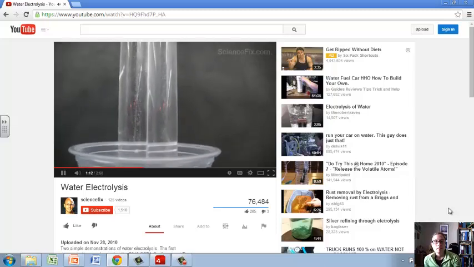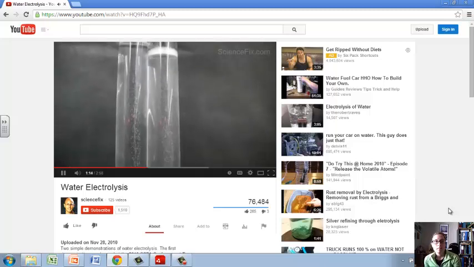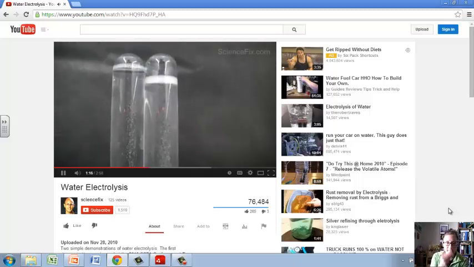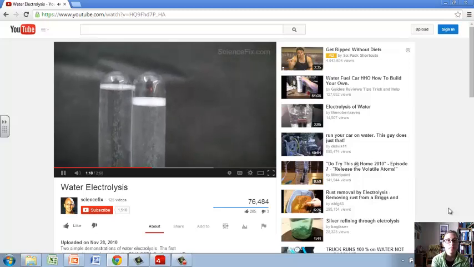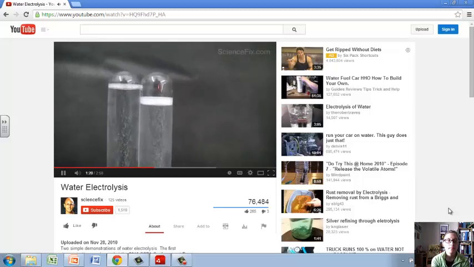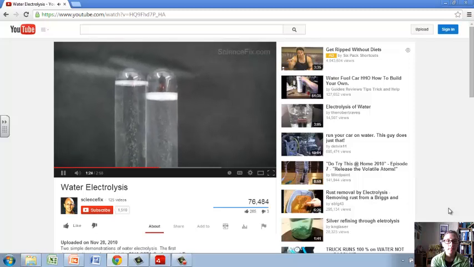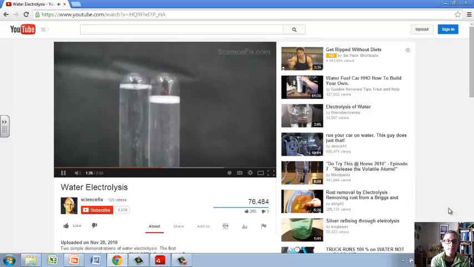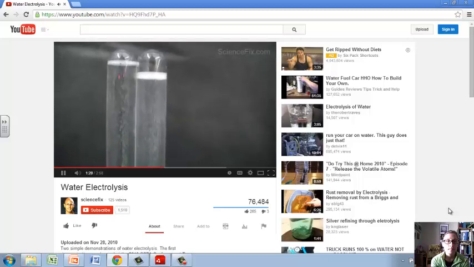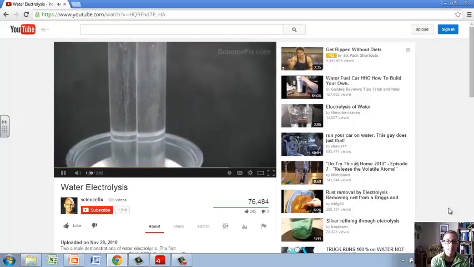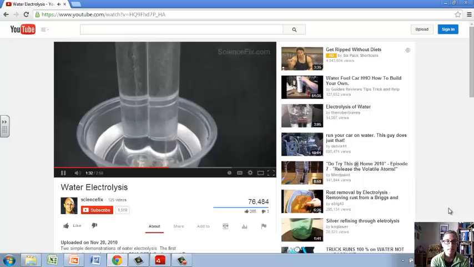How do you know which one's which? Well, if you take a look at the amount of gas in each test tube, it's going to be twice as much hydrogen gas as oxygen gas. So you can see in the right test tube you have twice as much hydrogen gas as oxygen gas. This is how experimenters first learned that the ratio of hydrogen atoms to oxygen atoms in water is 2 to 1. It's a 2 to 1 ratio, thus H2O.